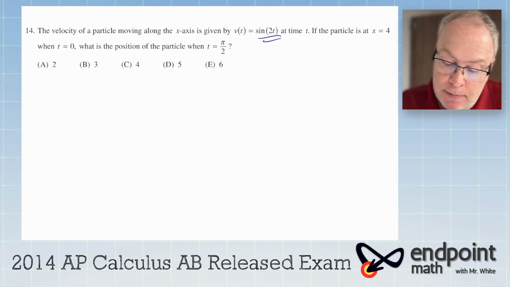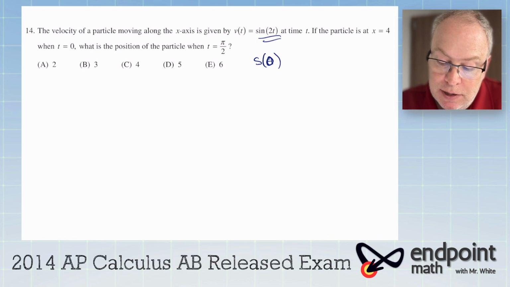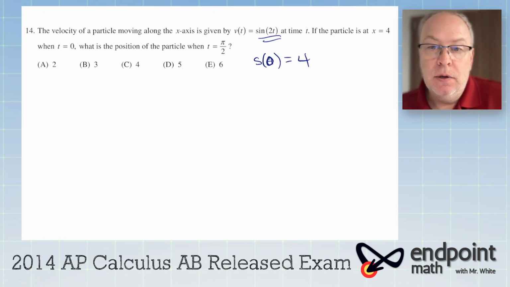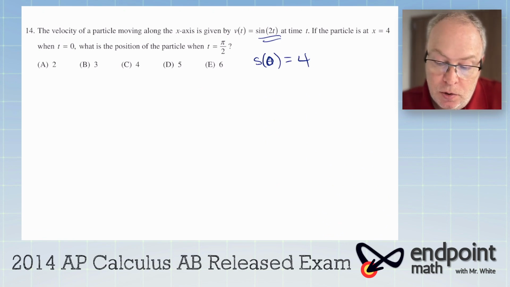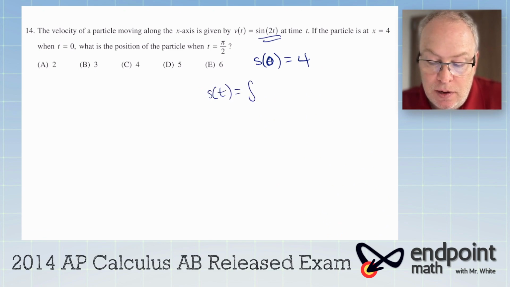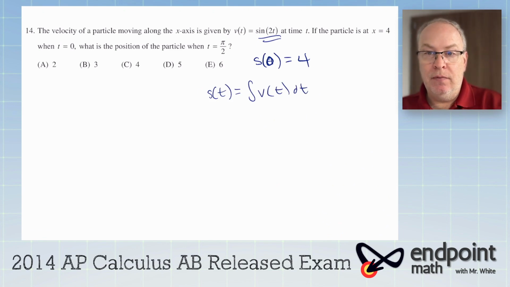So s of 0 is 4. That's going to allow us, if you remember, to solve for C. This is going to be one of those initial condition problems. So the position function is the antiderivative of the velocity function. So we have to do the antiderivative, and then we're going to solve for C.